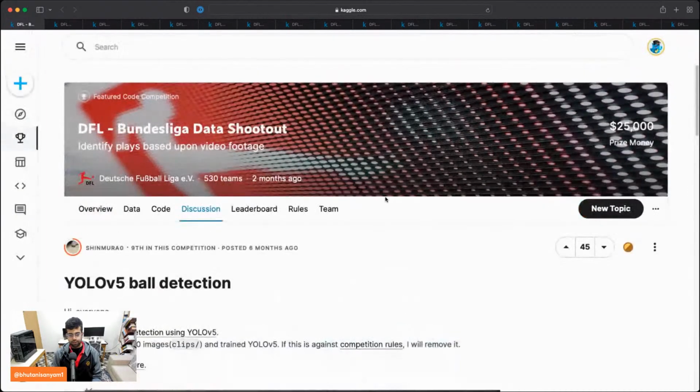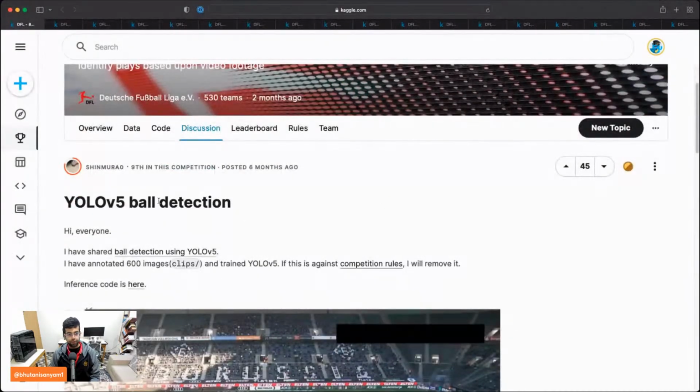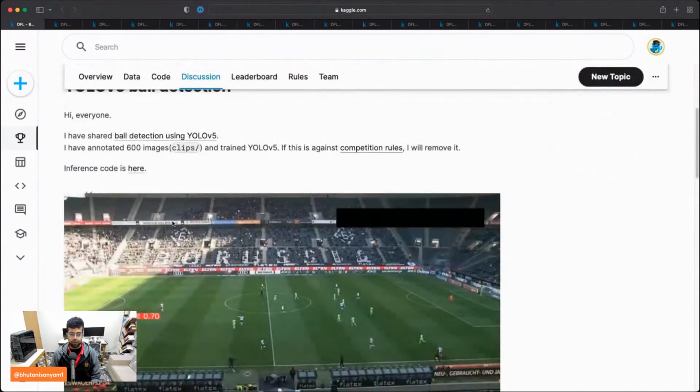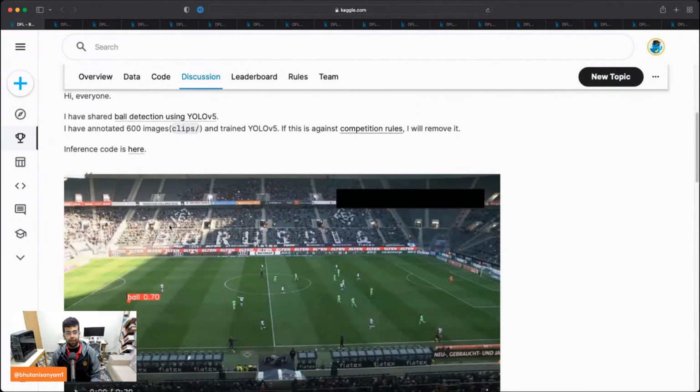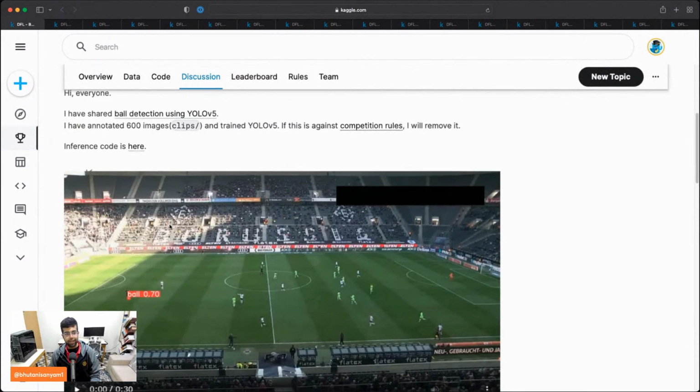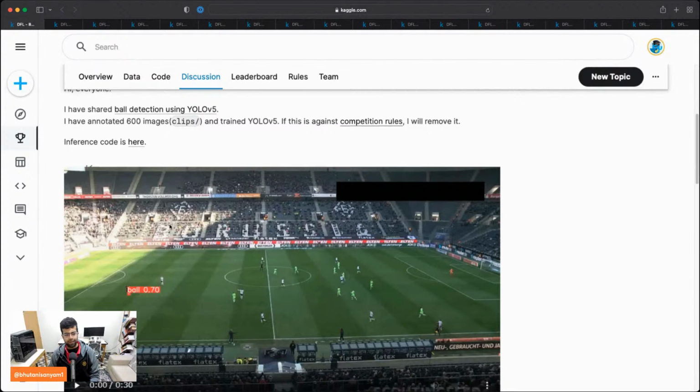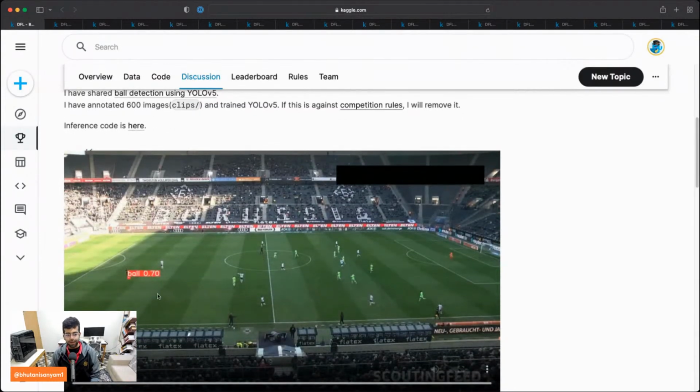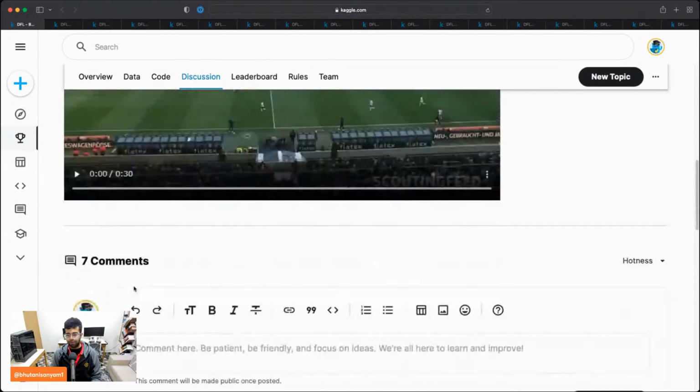Let's take a look at this discussion. Tin Maro had shared a ball detection YOLO V5 model, where I think he had annotated the images by himself and shared it. So this was quite important. And if you go through the videos, it's insanely hard to spot the ball as well. So this is quite key to the problem, if I may.